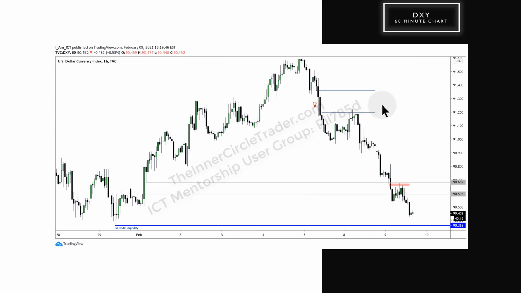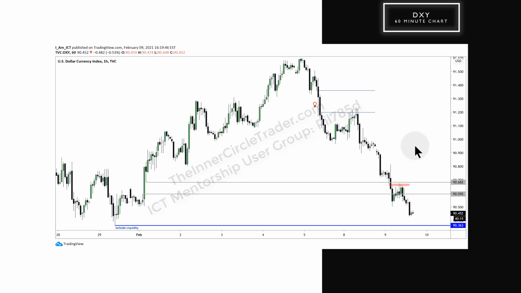US dollar. Redelivered, rebalanced after the fact. Now, while this is happening in the dollar, this is extremely bullish for foreign currency.